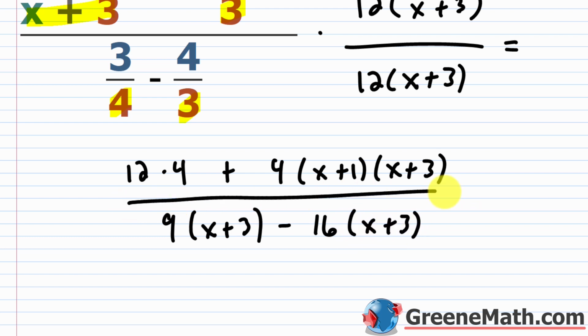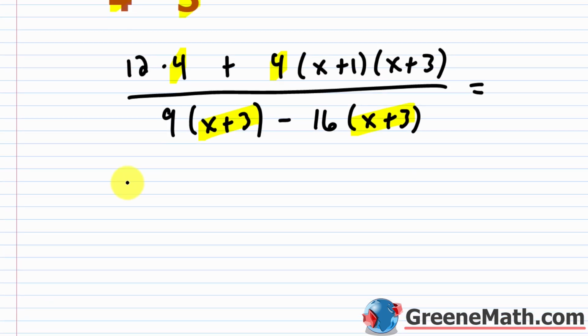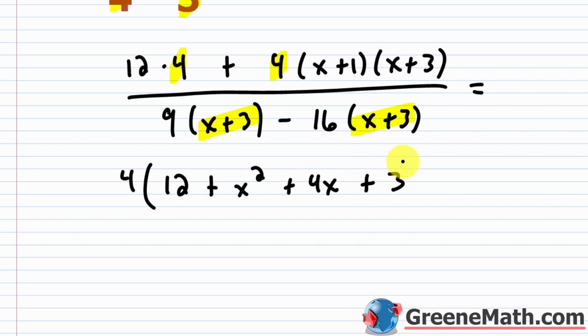Okay, so things I can pull out that are going to make my life a lot easier. In the numerator, I can pull out a 4. In the denominator, I can pull out the x plus 3. Okay, so let's go ahead and do that. Let's come down here. Let's pull out a 4. Inside, I'm going to have 12 plus the result of this, which would be x squared. My outer is 3x. My inner is x. 3x plus x is 4x. And then the last, 1 times 3 is going to be 3.